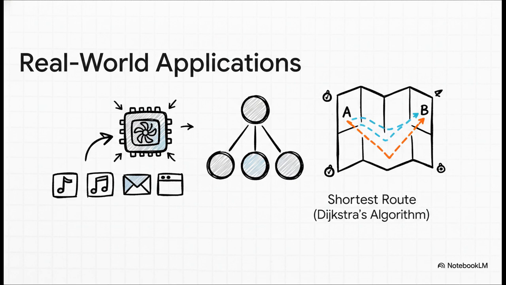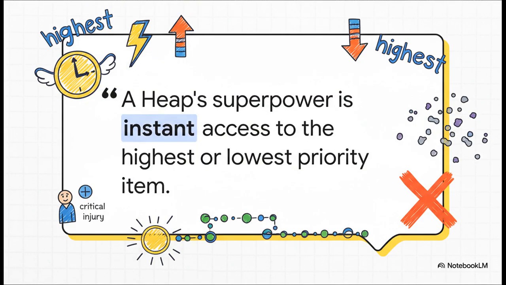Heaps are absolutely everywhere. Your computer's operating system uses them to decide which program gets the CPU's attention next. They are the beating heart of algorithms that find the shortest route on a map, like Dijkstra's algorithm that your GPS uses. They are a fundamental, critical piece of modern computing. So this is its superpower.